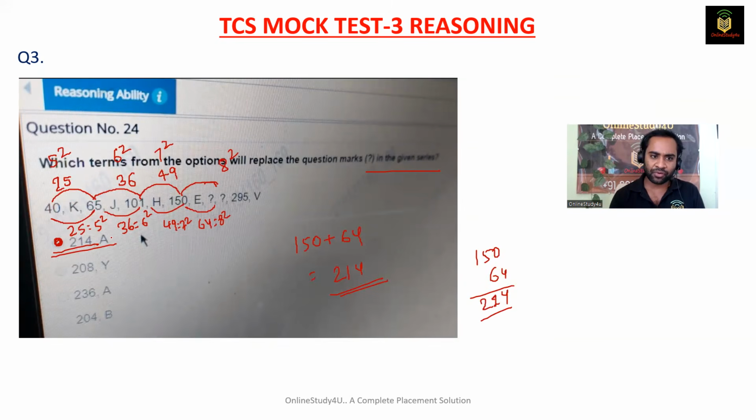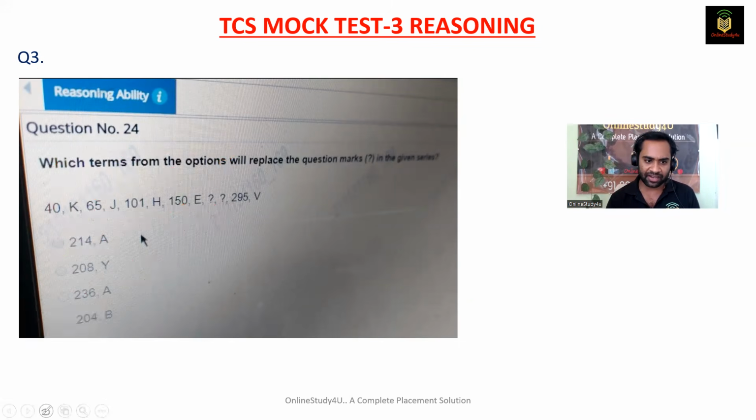214. Now you do not have to check the letters. If you want, you can check, but I don't want to waste your time here, and the same thing you also have to do in the exam. If there was one more option with 214 and C, then you would have to deal with the alphabets. But in this case, you do not have to deal with the alphabets. So I hope this question will be clear to you.